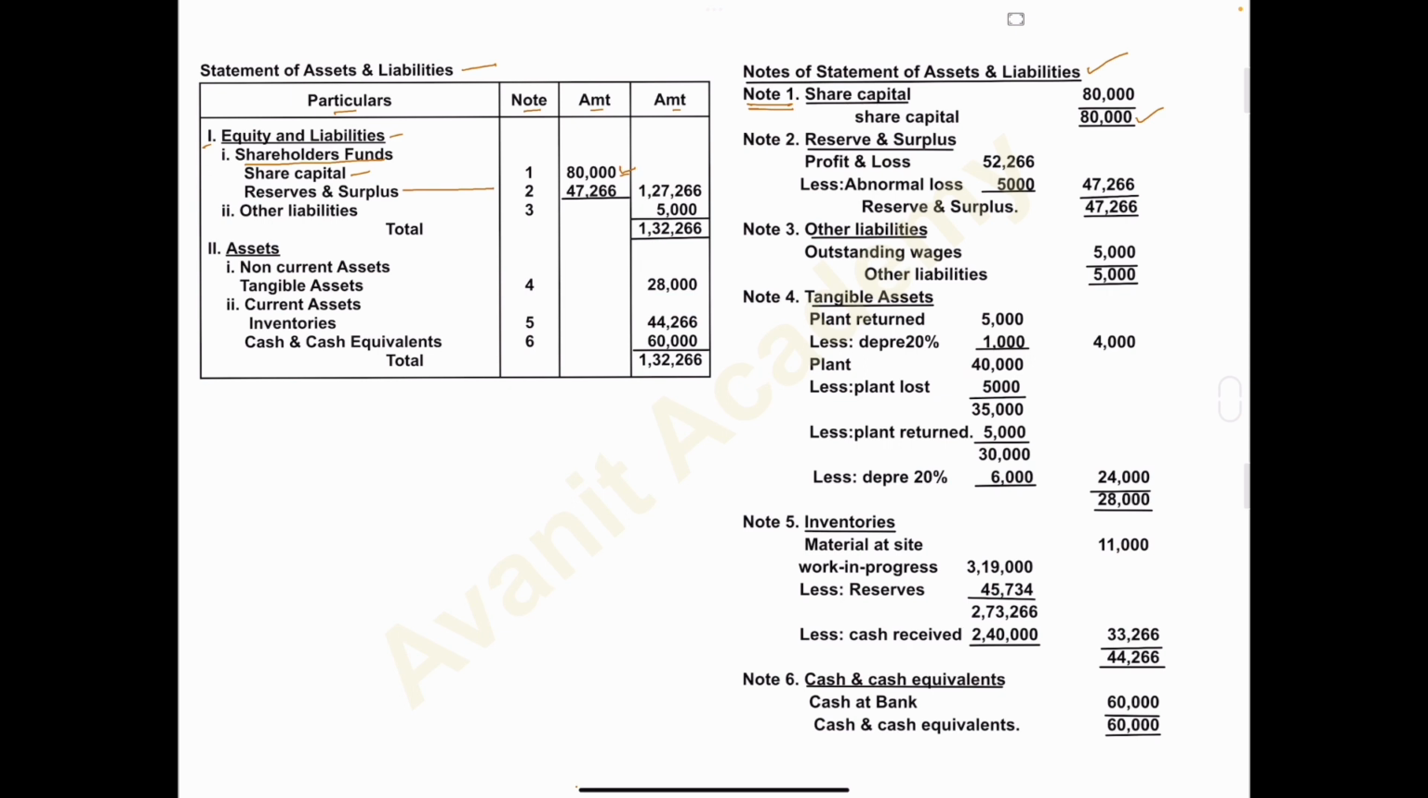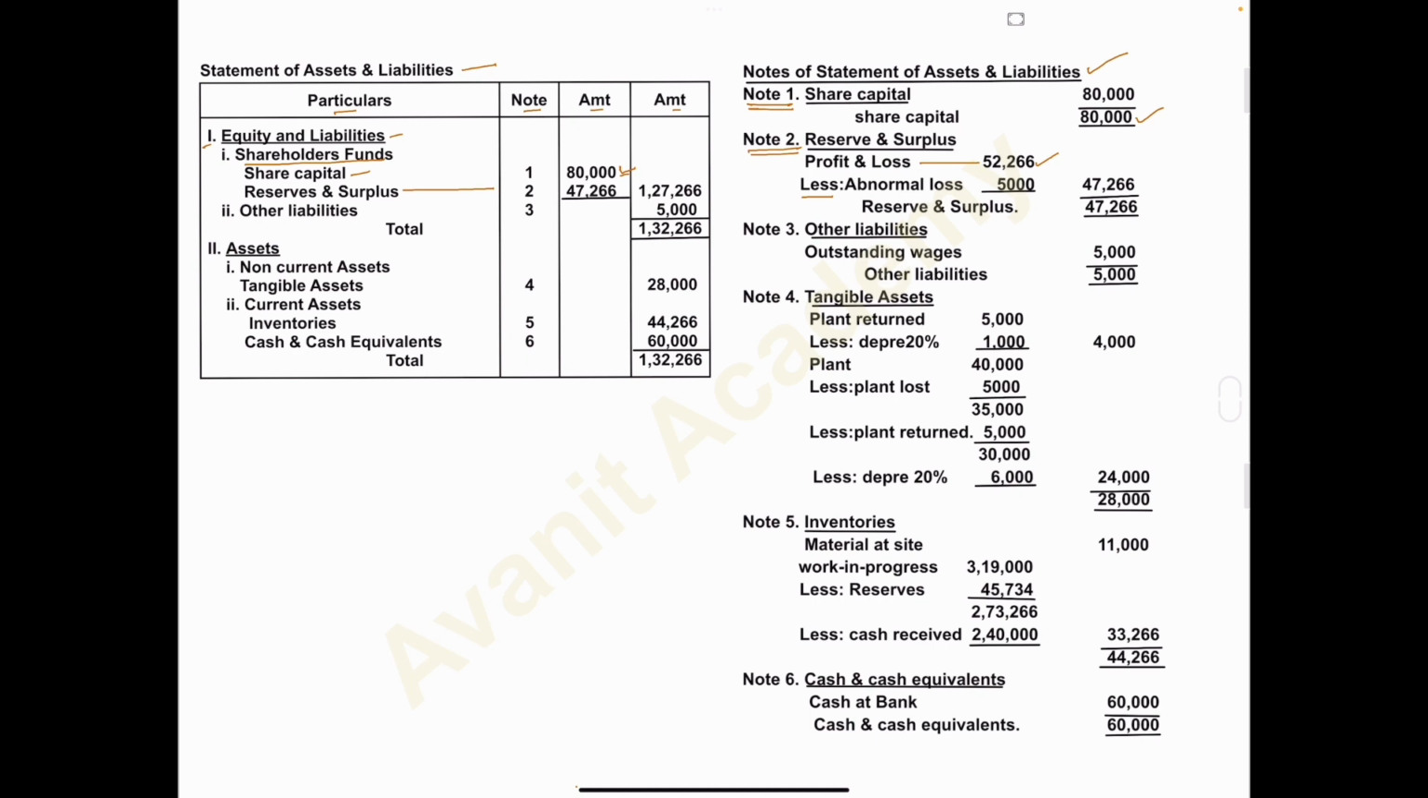For that we'll prepare note number 2, reserves and surplus. In that, profit and loss account. So we have got the notional profit 98,000. In that, 52,266 amount is transferred to profit and loss account. That amount we have to take. Profit and loss account 52,266. Understood? From where I got this amount? Out of 98,000, 52,266 amount is transferred to profit and loss account. That one we have to take.